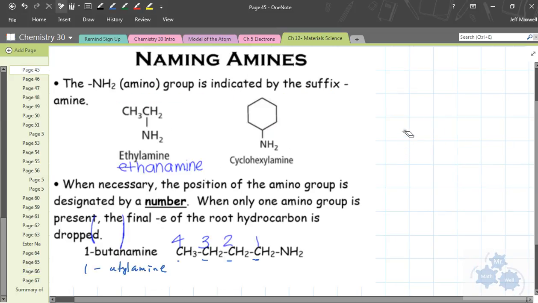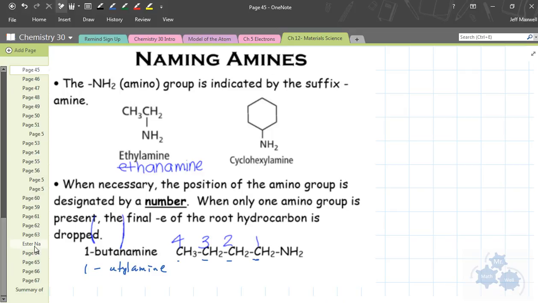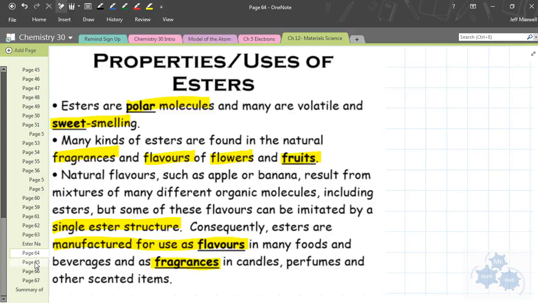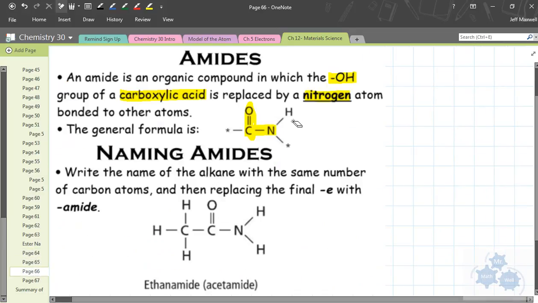So if we go back to the amines just really quickly, remember amines had nitrogen as well, but it was an NH2 group attached to a chain or an alkyl or an aryl group, so NH2. Now notice that there was no oxygen, no double bond to oxygen, so that's the big difference. Amines, no oxygen there, and amides, right? Amides have the oxygen as well as the nitrogen.